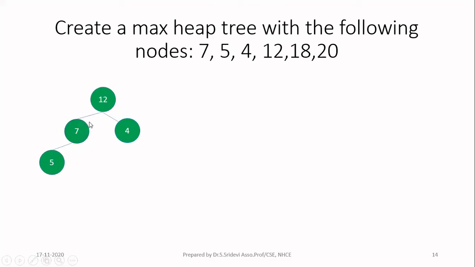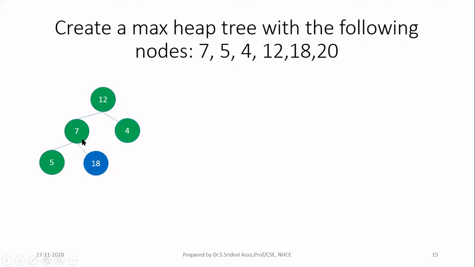Once you swap like this, no need to continue with the right child. Okay, once you swap for this particular part, now you can check it is following the property of the heap, max heap. So 12 is greater than both its children and 7 is greater than its child. It is having only one child, that is 5. 7 is greater than that. And node 4 is not having any children, so everything is fine. Now go and take the next node. Next node is 18.